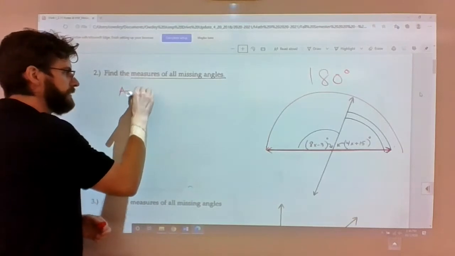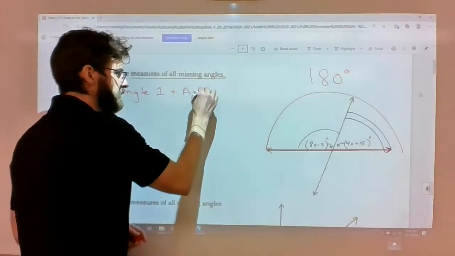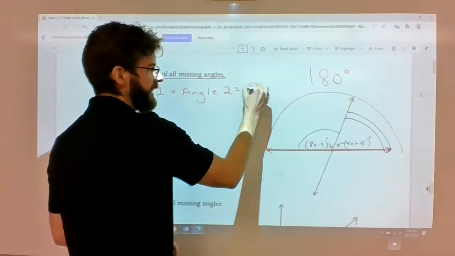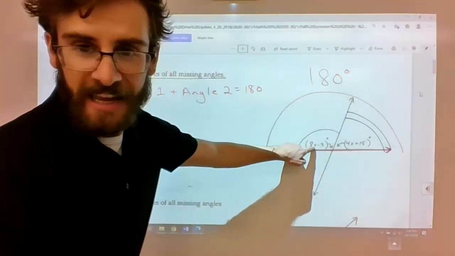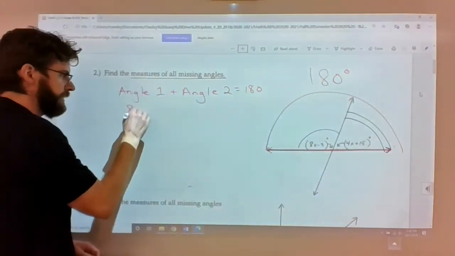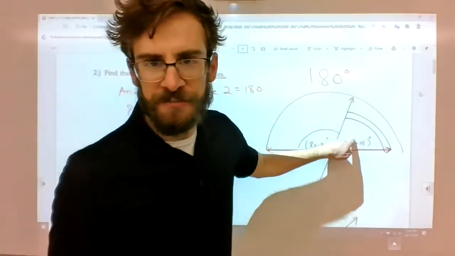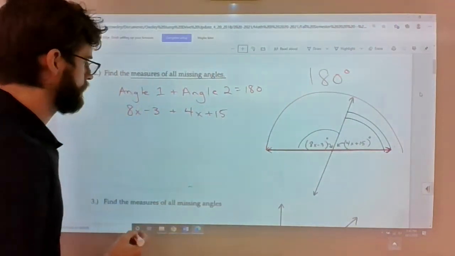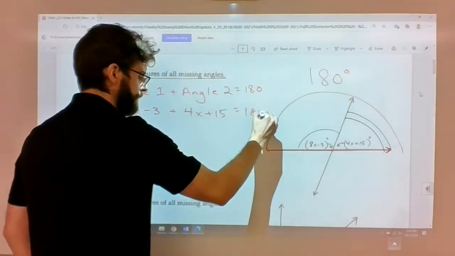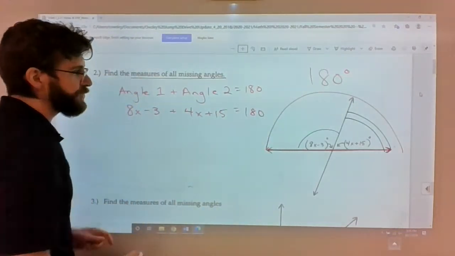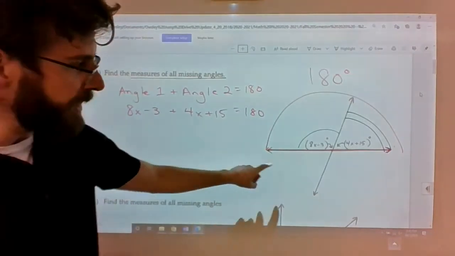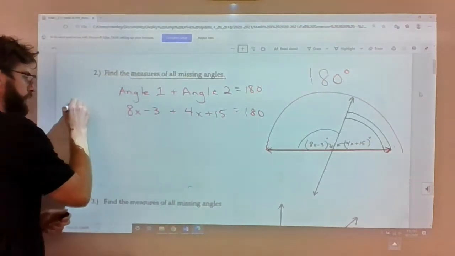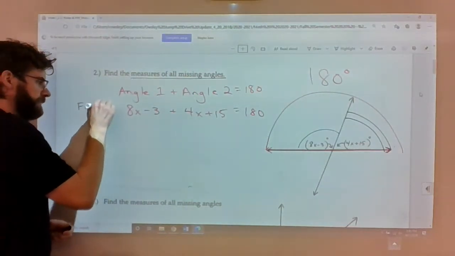So angle 1 plus angle 2 in this case right here equals 180. So 8x minus 3 is the first one, and 4x plus 15 is the second. So if we solve for x, then we can plug in like we did with the triangle to find the actual measures of the angles. So find x first.